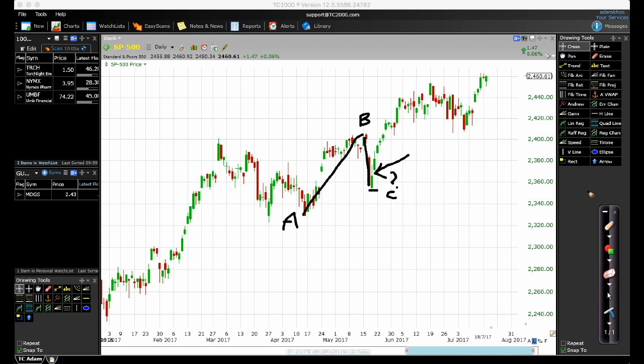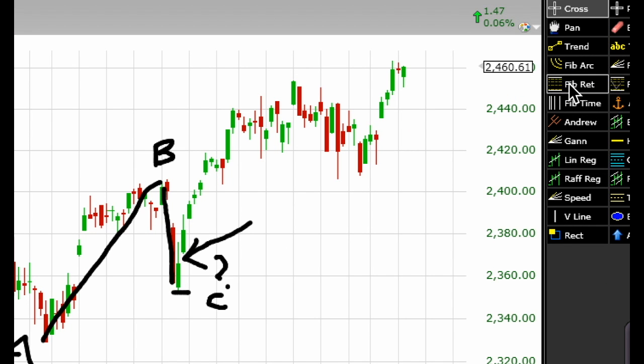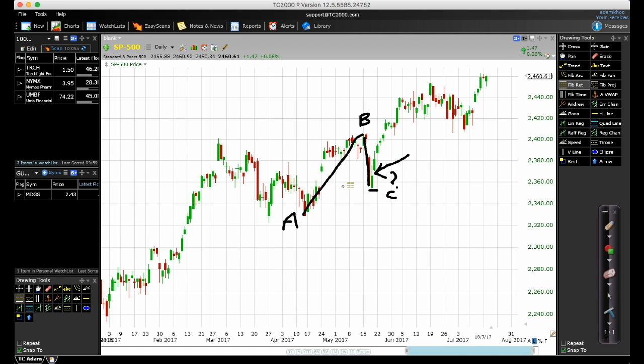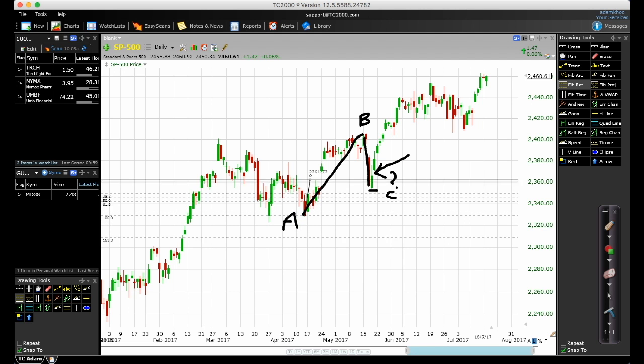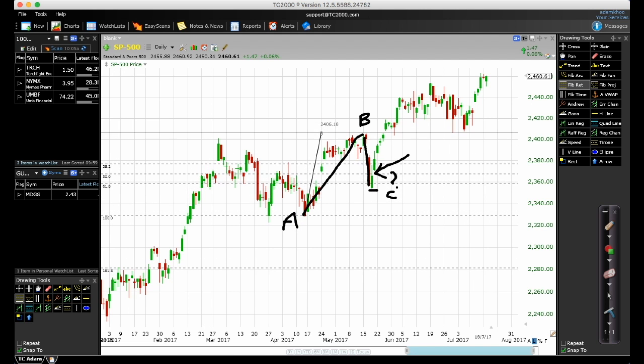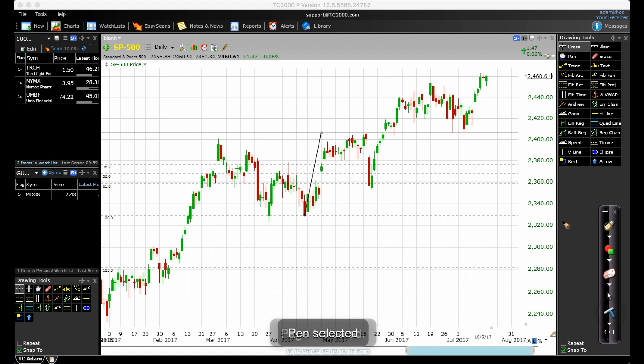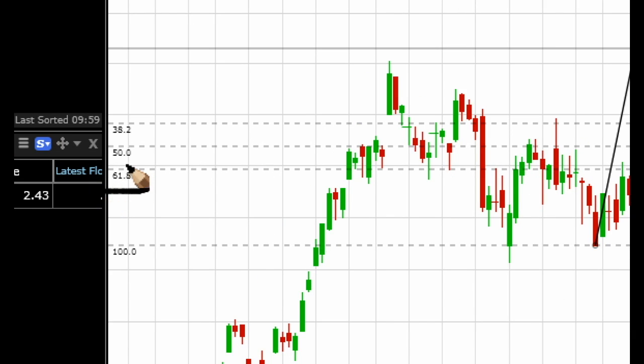Once again, we're going to take out our Fibonacci retracement tool, and we're going to start from A. Okay, and then we're going to click and drag it to B. Can you see B, right? And let go, and again, what do you see? This level, A, B, C, it has retraced to 61.8.